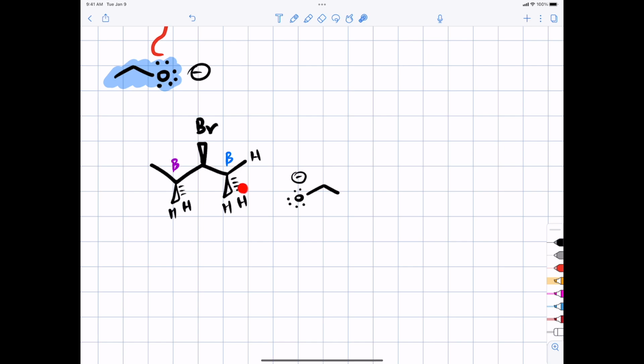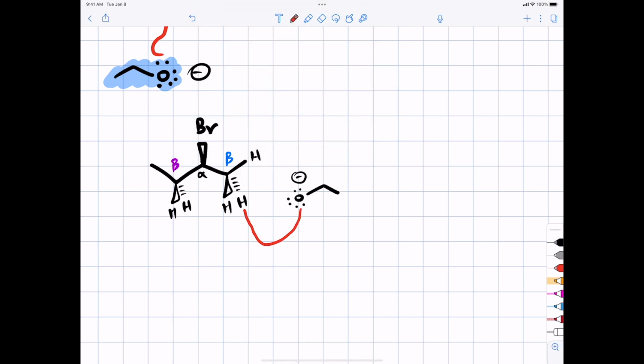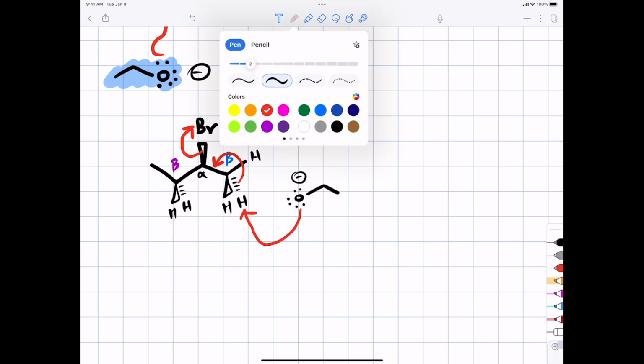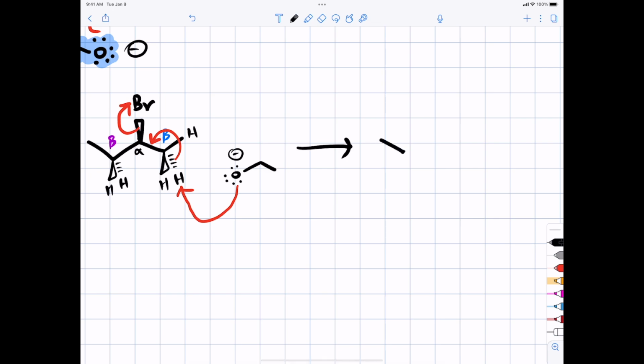Right. If you're struggling to see that, draw a Newman projection looking down the bond between the alpha carbon and the blue beta carbon, and convince yourself that this proton that I'm circling now, the one that's going back into the page, is anti to the leaving group. All right? So we could show the base now attacking that proton, electrons kicking down into the sigma star, and the leaving group leaving. And that would give us an alkene product.